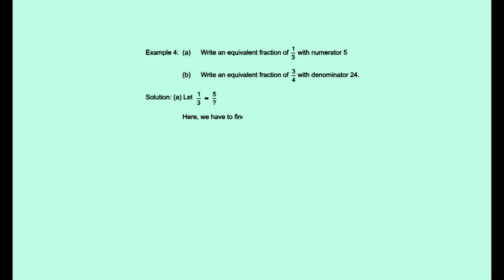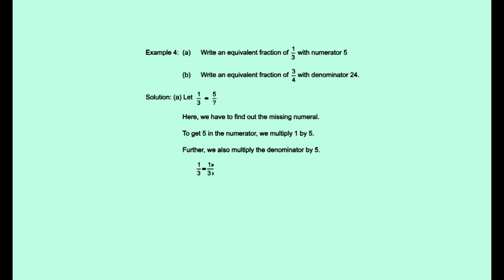Here we have to find out the missing numeral. To get a 5 in the numerator, we multiply 1 by 5. Further, we also multiply the denominator by 5. 1 by 3 is equal to 1 into 5 by 3 into 5 is equal to 5 by 15. Hence, 1 by 3 and 5 by 15 are equivalent fractions.